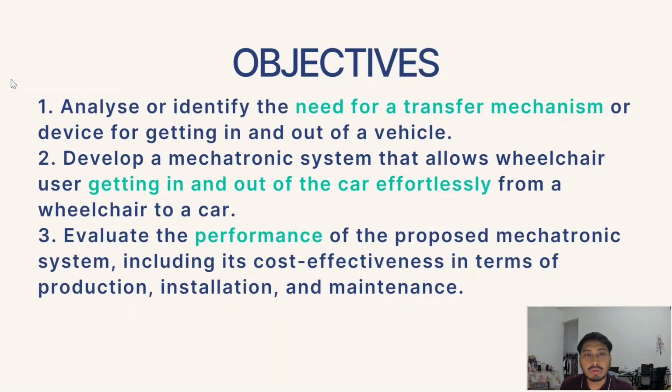Without wasting any time, let us go to our objectives. There are three main objectives that we need to reach. First, analyze or identify the need for a transfer mechanism or device for getting in and out of a vehicle or car. Then we need to develop a mechatronic system that allows wheelchair users to get in and out of the car effortlessly, from wheelchair to car. The last one is to evaluate the performance of the proposed mechatronic system, including its cost effectiveness in terms of installation, maintenance, and so on.